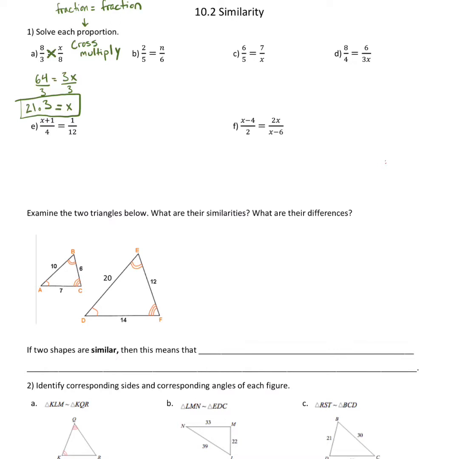Okay, I can do the same thing with any of these. So let's just jump to part C just because. Cross multiply, 6x equals 35. Wow. Get used to decimals, I guess.